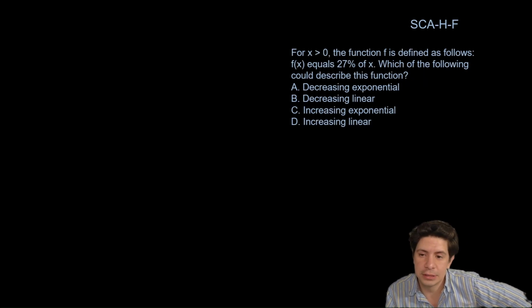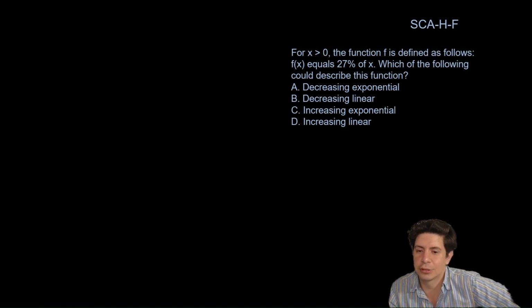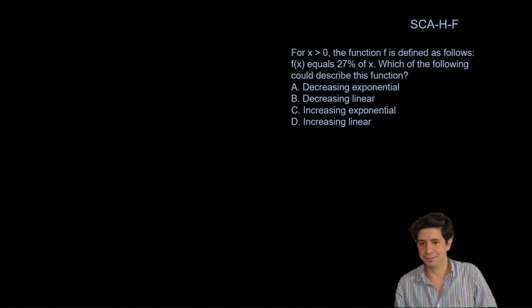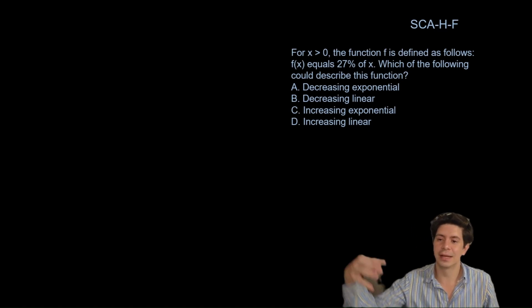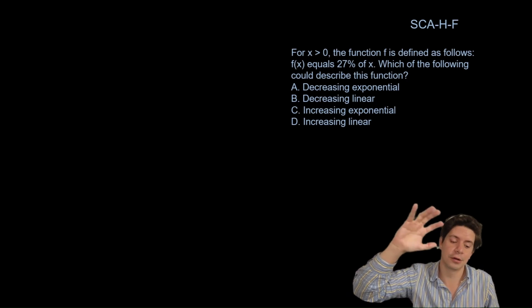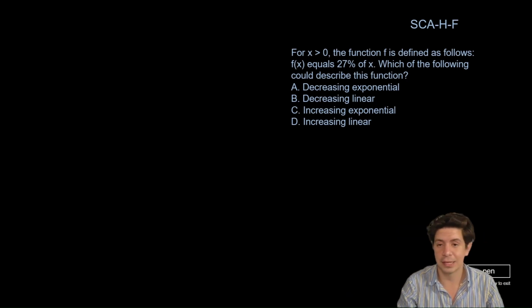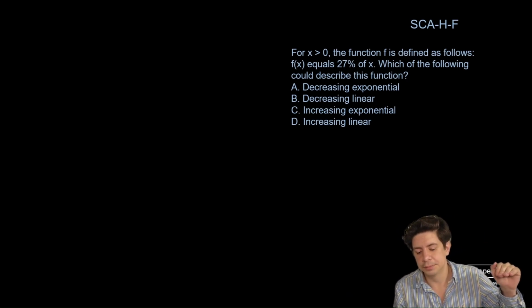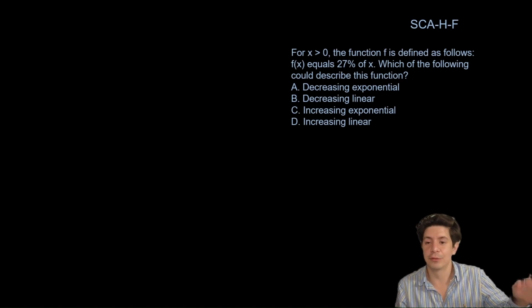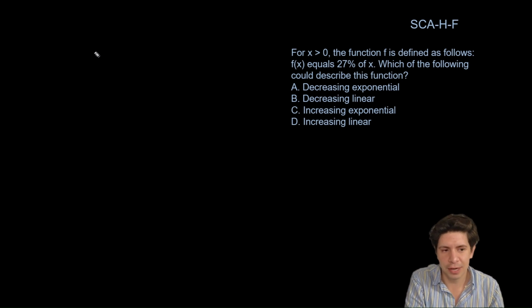For x is greater than 0, the function f is defined as follows. F of x equals 27% of x. Which of the following could describe this function? Okay, so this one is about, again, we've had a medium level, we've had a hard, easy level. The easy was like the diver. The medium level was the painter. This one is just pure abstract value.